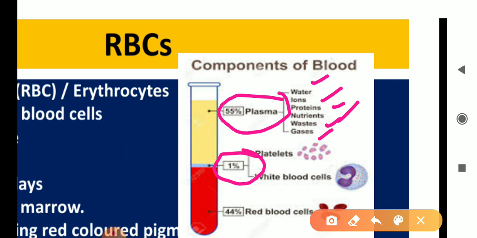Now, it is not only WBC, plus platelets, both together are 1%. It means the maximum amount is plasma, 55%, and 1% is platelets and white blood cells, and 44% are red blood cells. So if we are asked which cells are maximum in the blood, then the answer is red blood cells, or red blood corpuscles, or we can say erythrocytes.